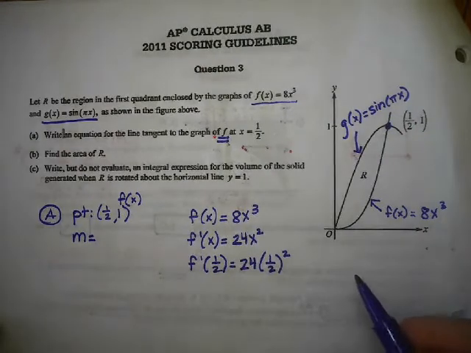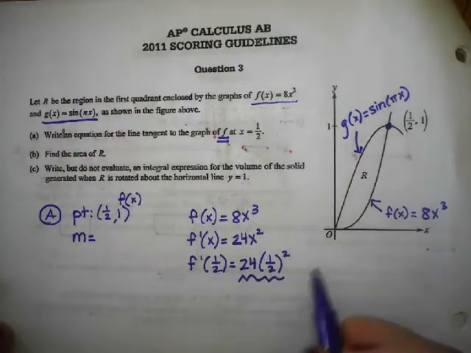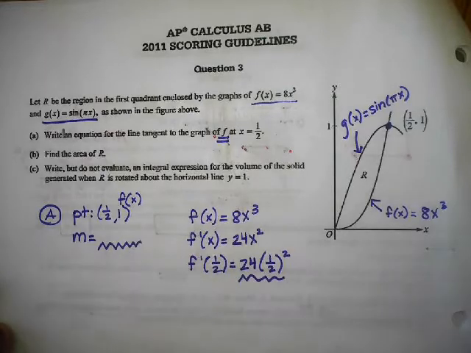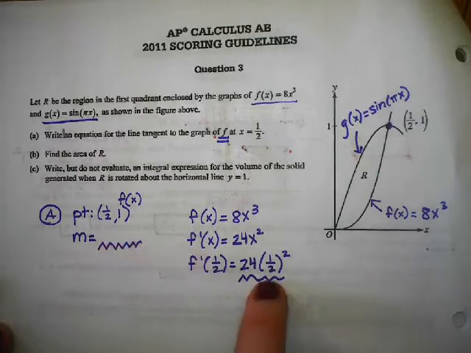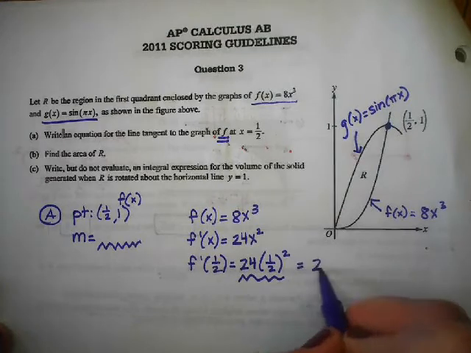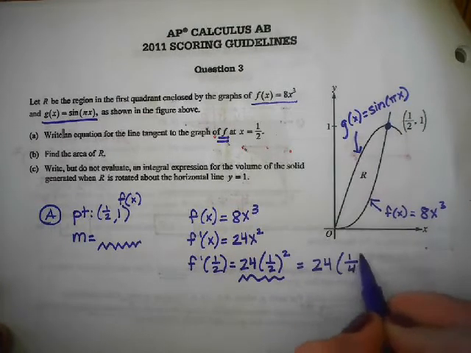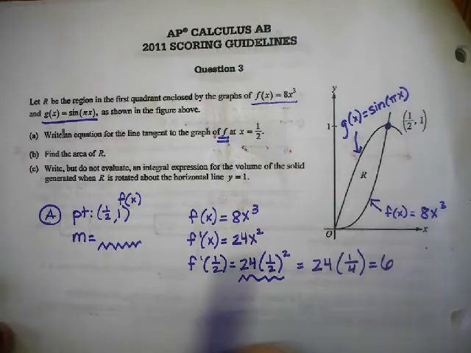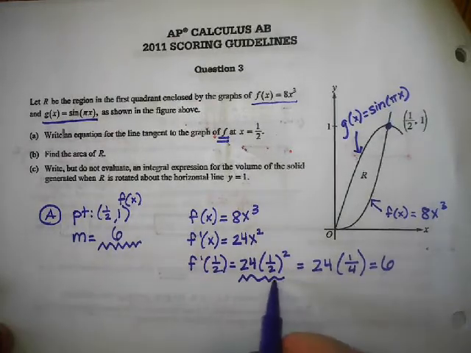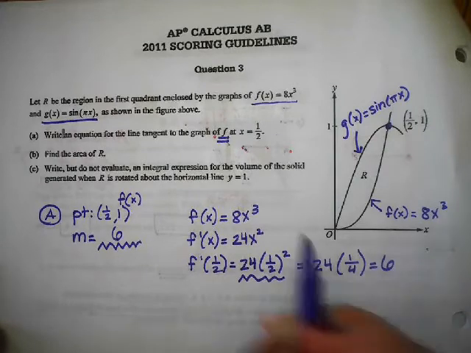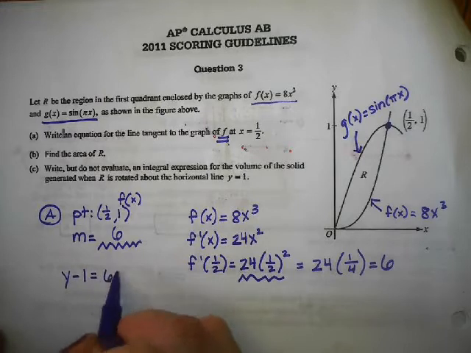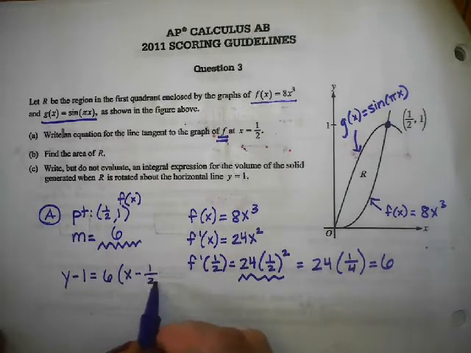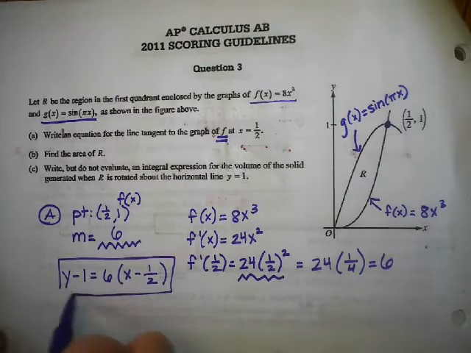To be honest, you don't need to simplify this. If you took this and just wrote it over here as your slope, you could get away with putting the slope here and writing your equation that way. I am going to simplify for anybody who did simplify. Again, you don't have to. If you chose to simplify, this would be 24 times 1/4, which is 6. So my slope is 6, but again, I could leave it as what I have underlined. Now to write an equation, I just put it into point slope form. Y minus 1 equals 6 times x minus 1/2. And that would be my answer for my equation.